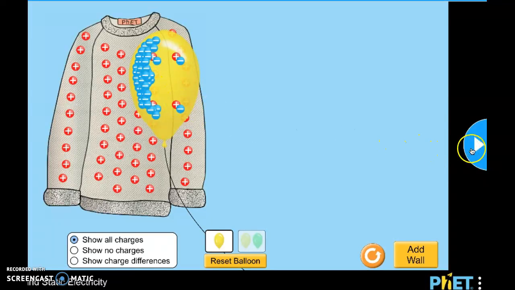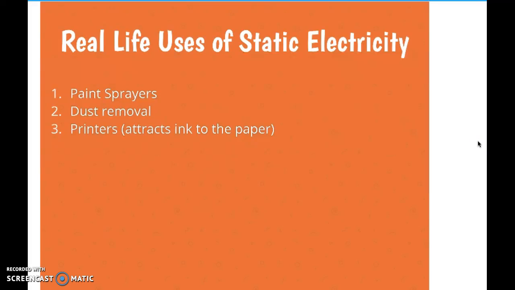Now, before we finish our unit, I would like to discuss where you can see real-life uses of static electricity. The first one is paint sprayers. So when you're painting your walls, there are different charges and electrical and static within it. Next, you have dust removal when you're getting all those dust bunnies. And finally, you have printers because the ink is attracted to the paper.